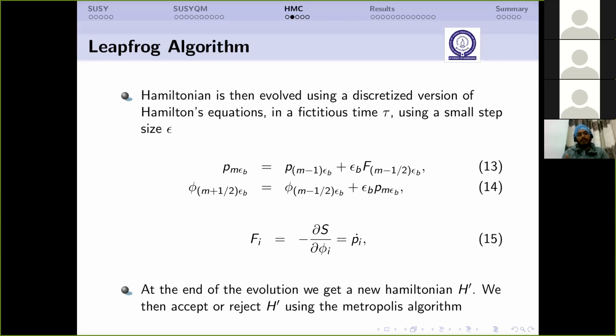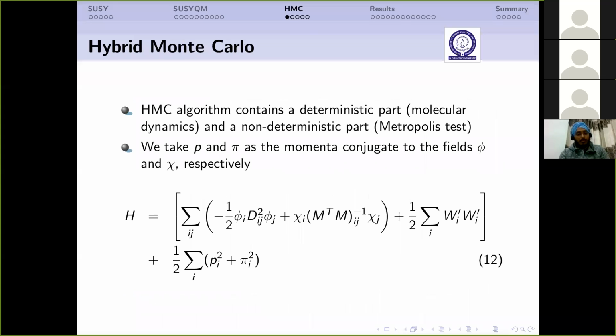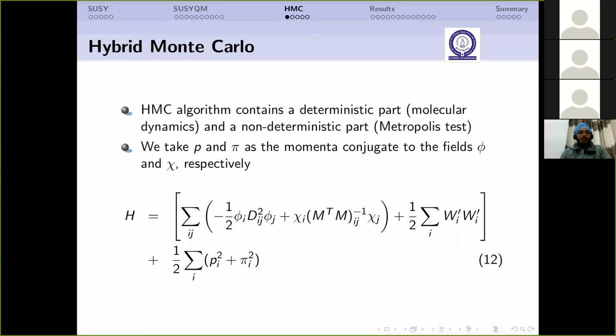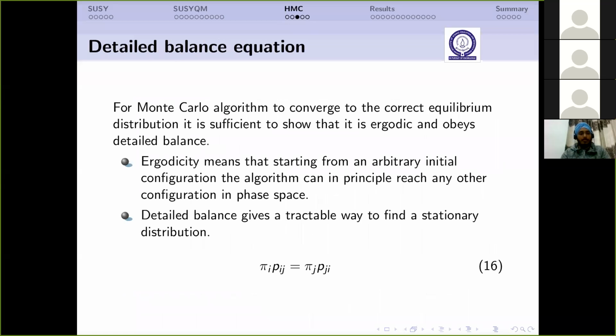Initially, we take both the momenta from a Gaussian distribution, and then evolve them with the help of these leapfrog equations. At the end, we apply, as I said, the non-deterministic part, the Metropolis test. We evolve it and check whether to accept this configuration or reject it. With hybrid Monte Carlo, we try to make sure that the acceptance is around 60 to 80 percent, which is a good estimate for the acceptance that we want.